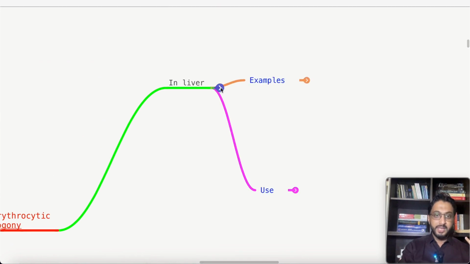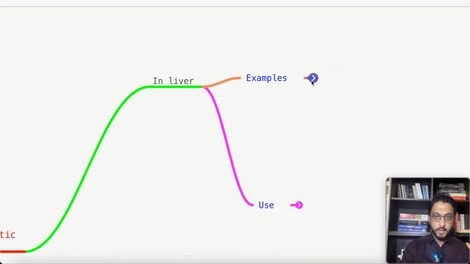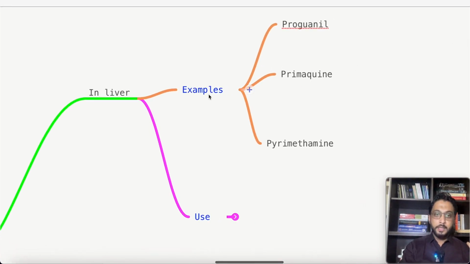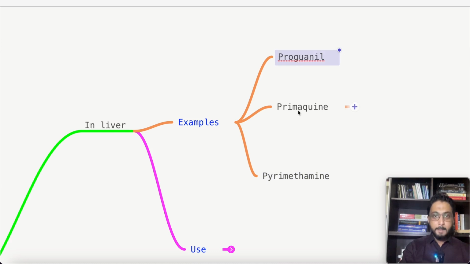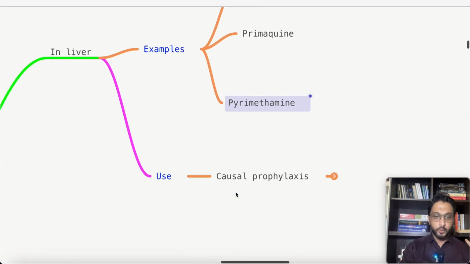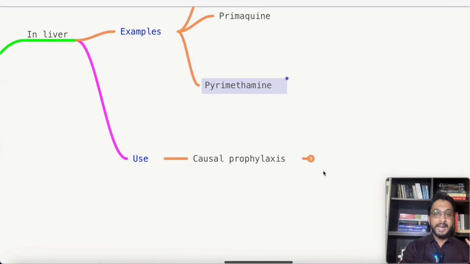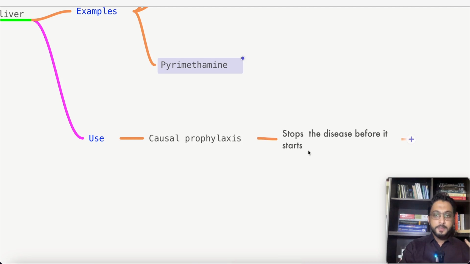So in the liver, that is pre-erythrocytic schizogony, there are certain drugs we have to know, and what is the purpose of these drugs, or what is the use of these drugs. If you use it at this stage, what is the effect you can have. So the examples of drugs which act in the liver or pre-erythrocytic stages: proguanil, primaquine, pyrimethamine, 3 drugs. What are they used for? They are used for causal prophylaxis. What is that? That is, stops the disease before it starts.